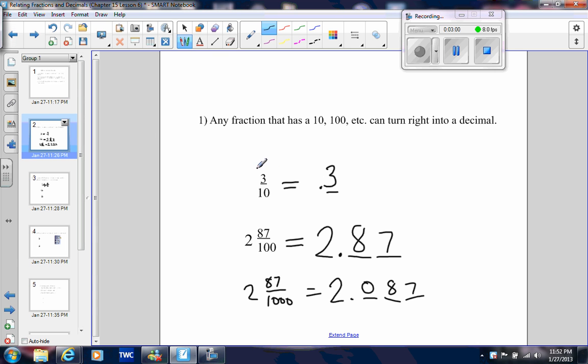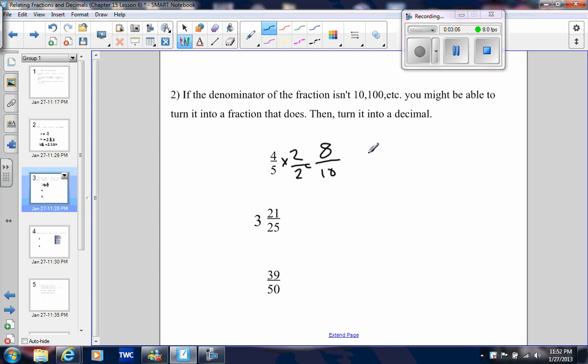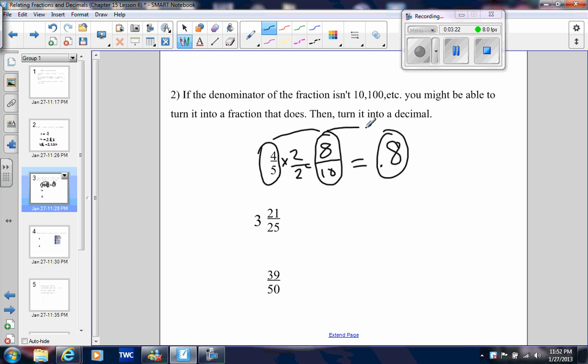It's just like one of these, where it's already in 10, 100, or 1,000. So just with one simple multiplication, we turned it into 8/10, and now it can easily turn into 0.8 as a decimal. So all of these are equivalent: 4/5, 8/10, and 0.8. They are all equal to one another. They're all equivalent.